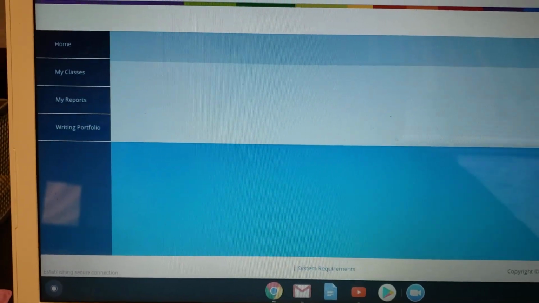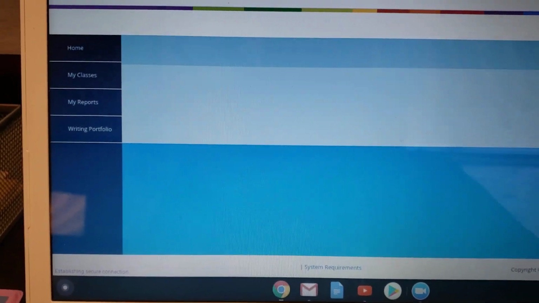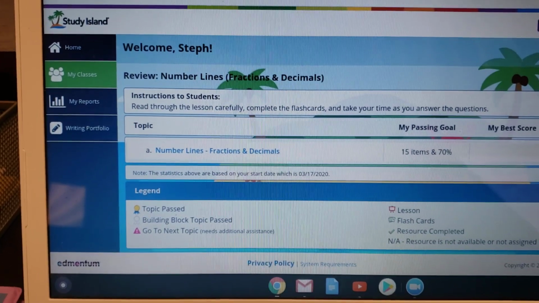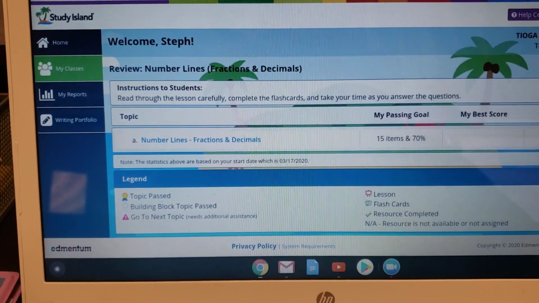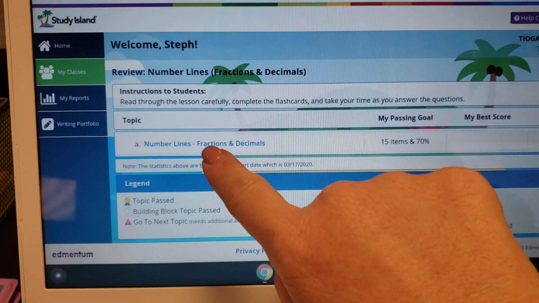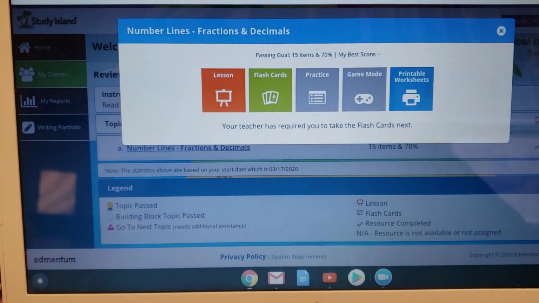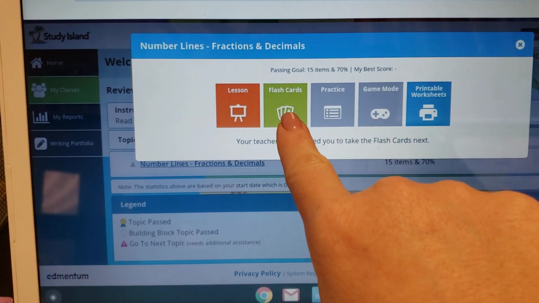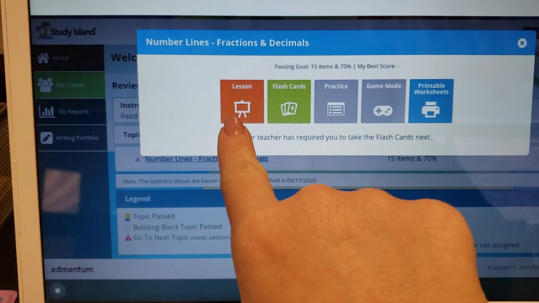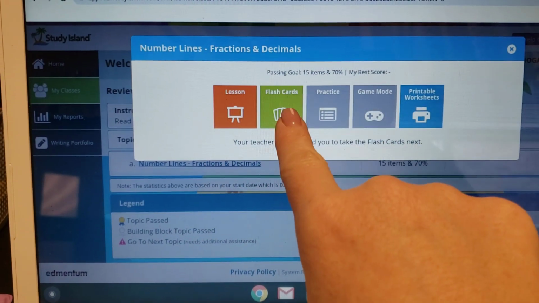It means you have read through the lesson. Now watch where it takes you back to. You're back to that very first screen that talks about the assignment. Now to do the next part, part 2, click on that title again and looky there. The next section is now available. You have completed the lesson, so now you can do the flashcards.